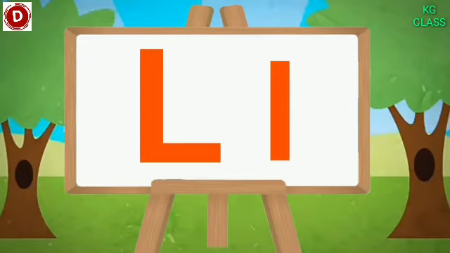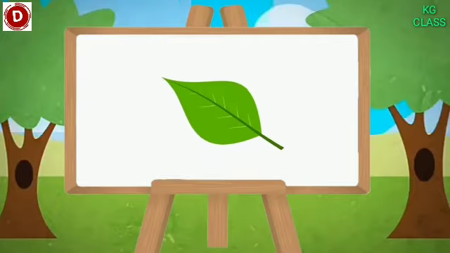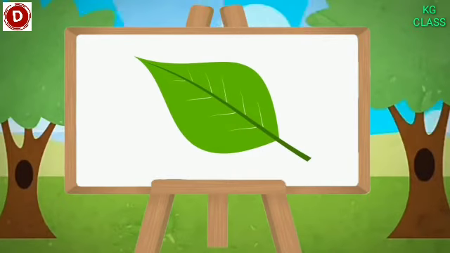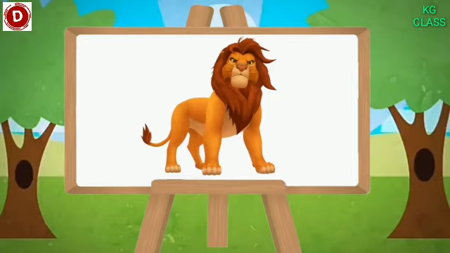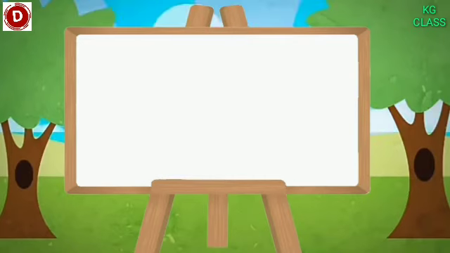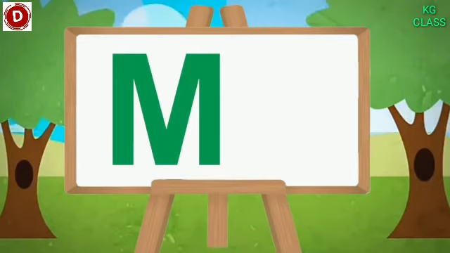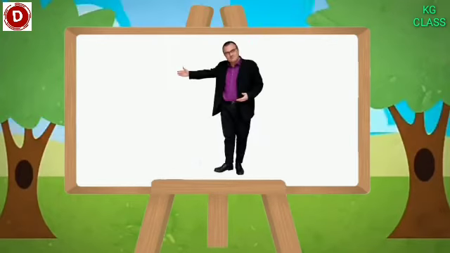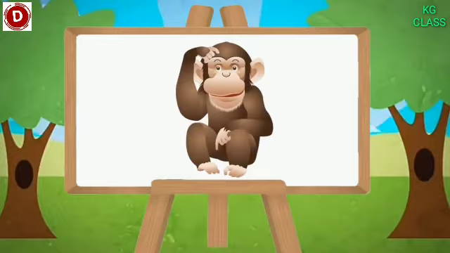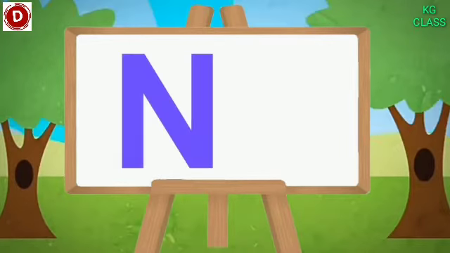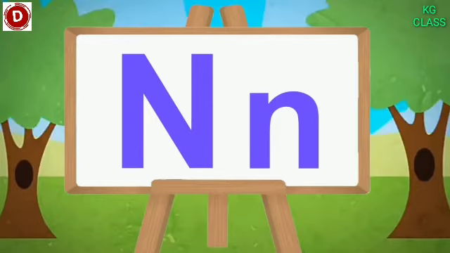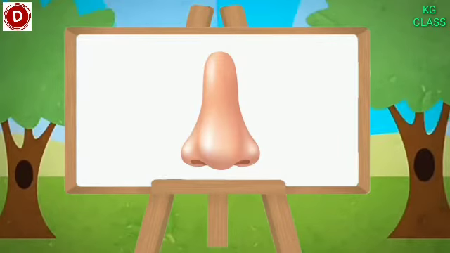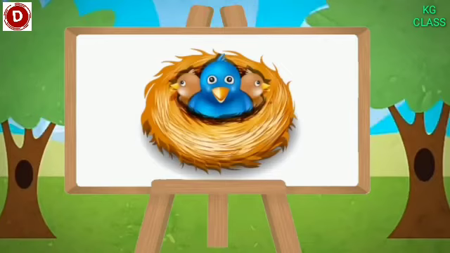Capital L and small l. L for leaf. L for lion. This is capital M. And here comes small m. M for man and M for monkey. Capital N and small n. N for nose, N for nest.